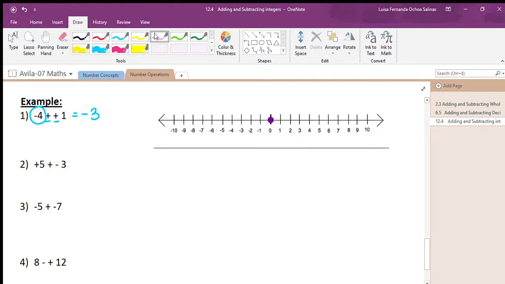So, first number, +5. So I'm starting at 5. Then I have positive, so I go in this direction. Then I get a negative sign. Okay, so I have to change direction. So now I'm going to go in this direction. How many steps? 3. 1, 2, 3, and I finish in 2. Well done. Let's do another one.